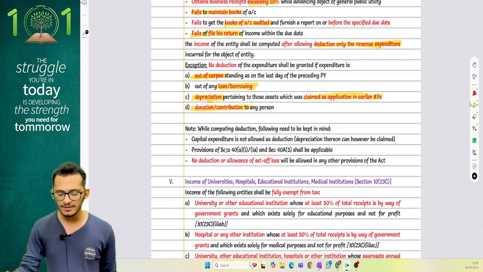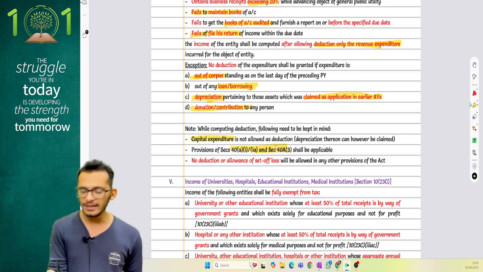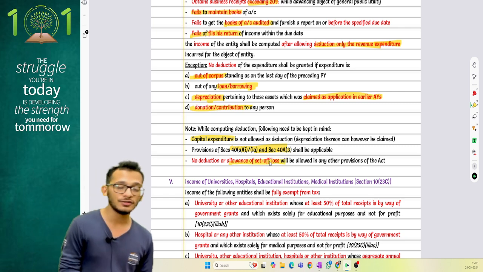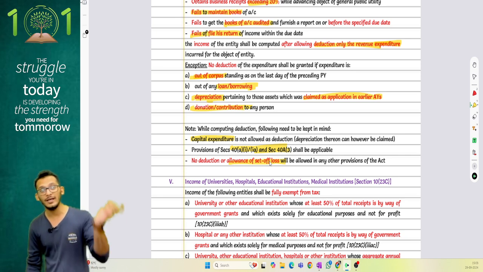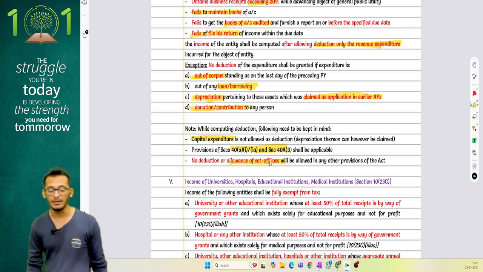While computing deduction, please keep in mind that you will not allow any capital expenditures. The provisions of 40 and 40A3 will still continue to apply, and any kind of deduction of allowance or set-offs will not be allowed under the provisions of the Act. So no deductions or set-offs of any other section will be allowed under this Act, meaning flat tax will be paid under this section because you violated the conditions.